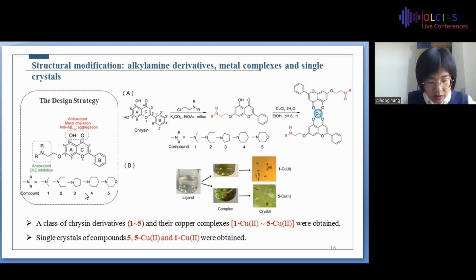And this figure shows the process of our research. Through nucleophilic substitution, alkyl amine groups were introduced into the 7-hydroxyl position of chrysin, and a series of derivatives were obtained. And then these derivatives act as ligands and react with metal ions to obtain metal complexes. Notably, the single crystals of compound 1 copper and 5 copper were obtained and analyzed by X-ray crystal diffraction.